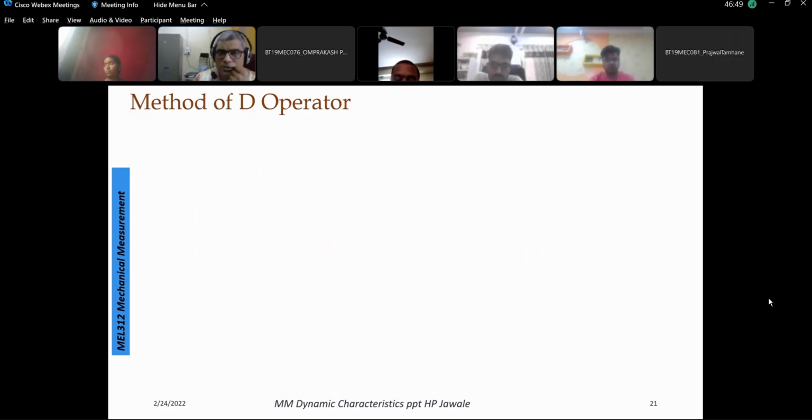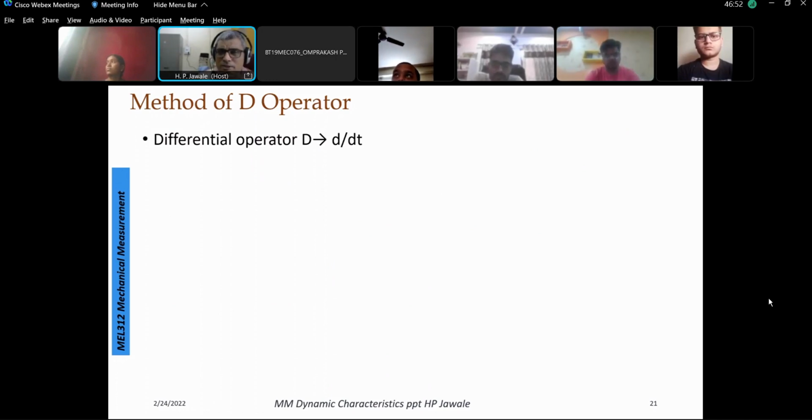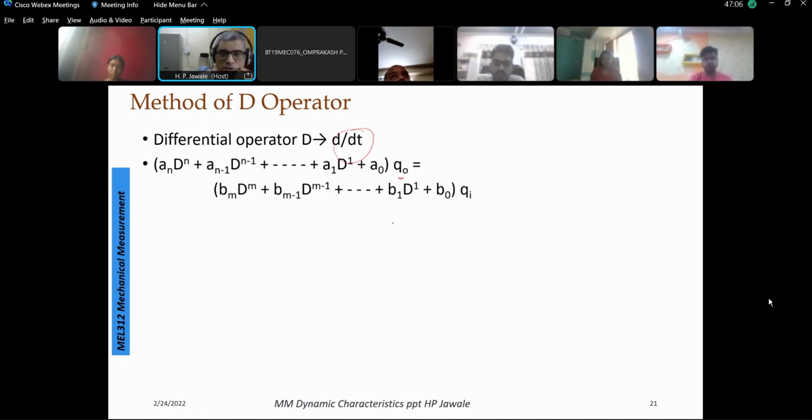So now, the method of D operator: D is the differential operator in the form of d by dt, and then we can represent the same equation in the form of an dn plus an minus 1 dn minus 1 plus a1 d1 plus a0 times the output equals bm dm plus ... plus b0 times the input qi.